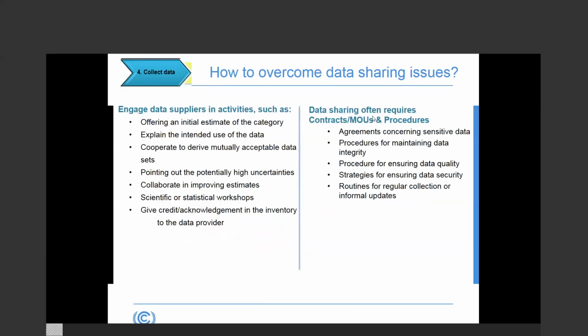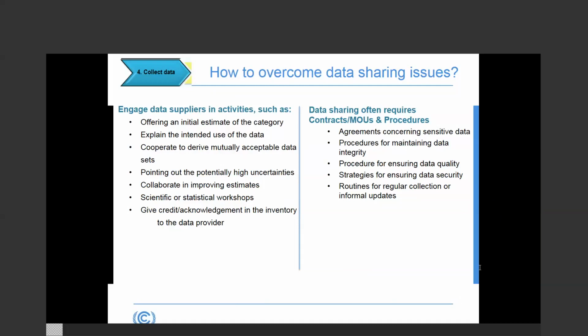Finally, I would want to stop on a few suggestions on what we can do to overcome data sharing issues. On the organizational side, set up in advance relevant contracts and MOUs and procedures and reach an agreement with your data suppliers, especially agreement concerning sensitive data, procedures for maintenance and data integrity, procedures for ensuring data quality, and strategies to ensure data security. You also need to set up routines for regular collection or informal updates of the data.